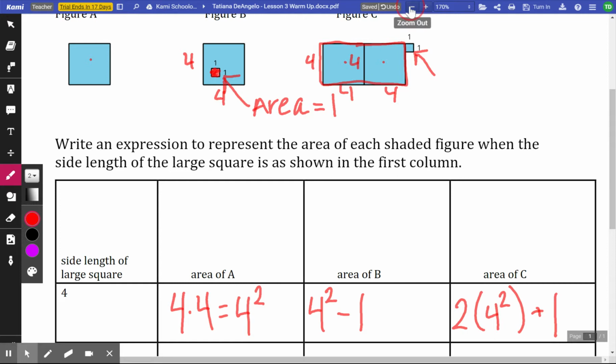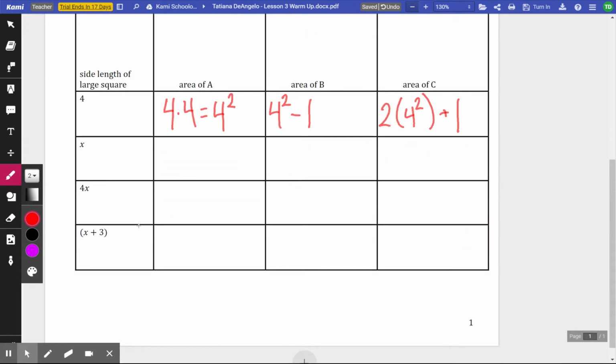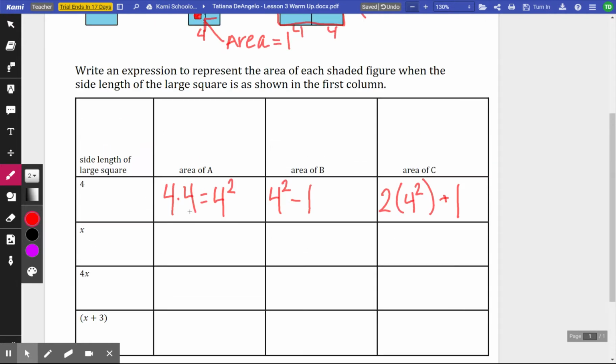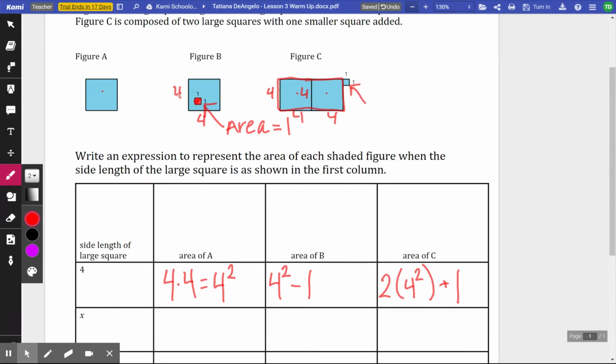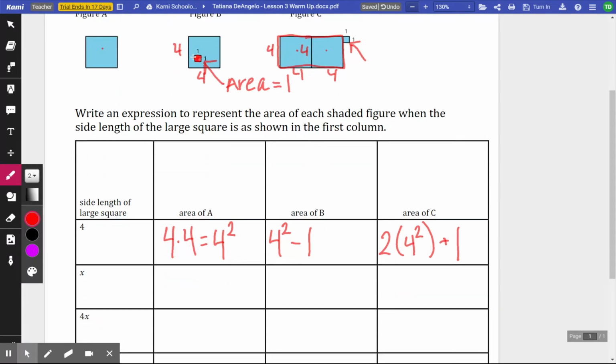So that's what you're being asked to do in this warm-up. So please go ahead and fill in the other 3 rows based on what you see here. Figure A, figure B, and figure C. And make sure you keep into account, how did I remove the 1 by 1 box here and how did I add the 1 by 1 box there?